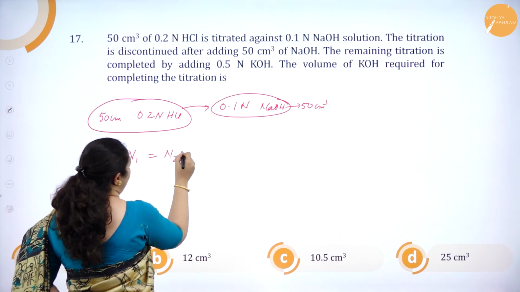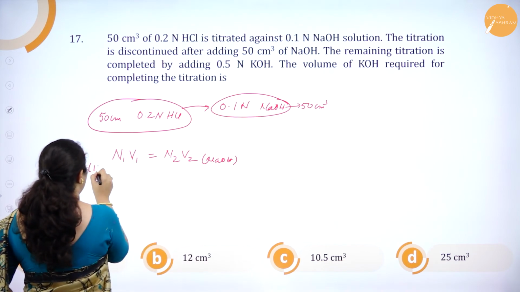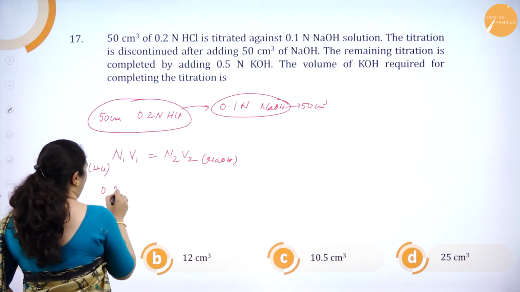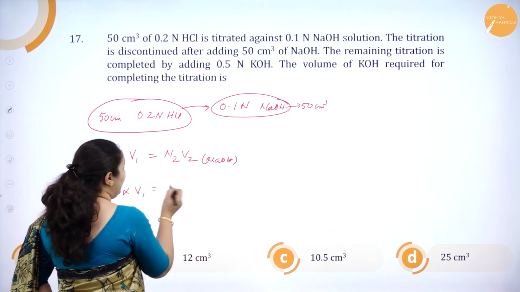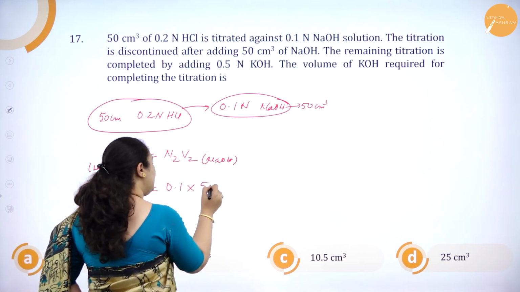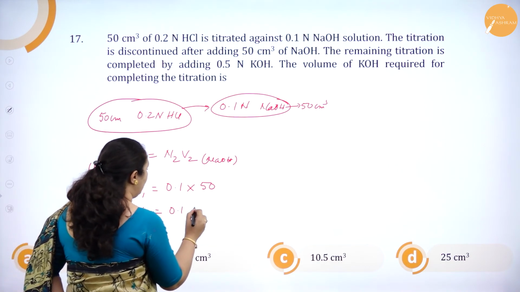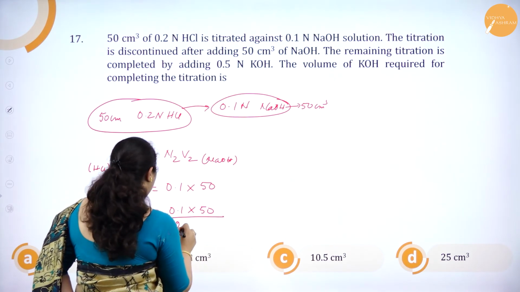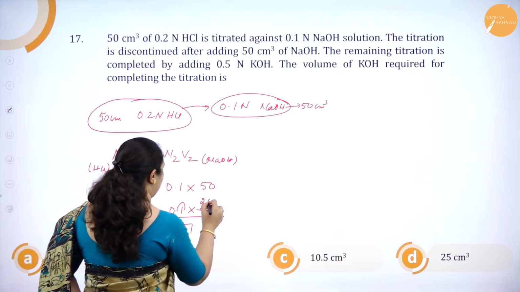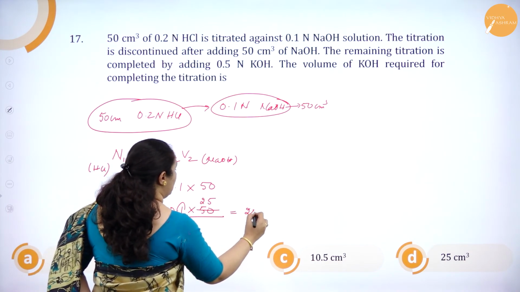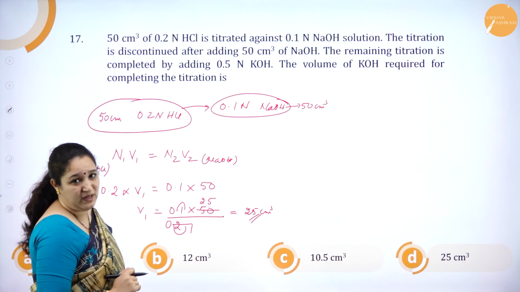I'll take N1V1 is equal to N2V2. Here this is for NaOH and this is for HCl. HCl normality is 0.2, but I don't know the volume which got neutralized. But NaOH I know, 0.1 normal, and the full 50 cm cube was added for titration. So I will find out V1. V1 is 0.1 into 50 divided by 0.2. So it is 25 cm cube which is not yet neutralized, or remaining out of 50.